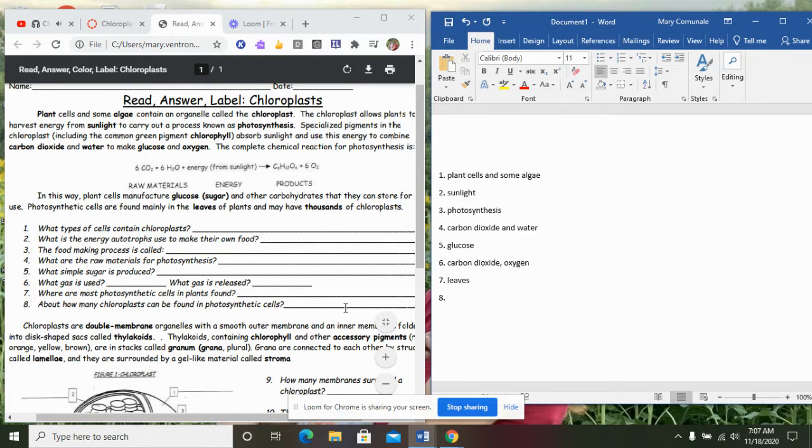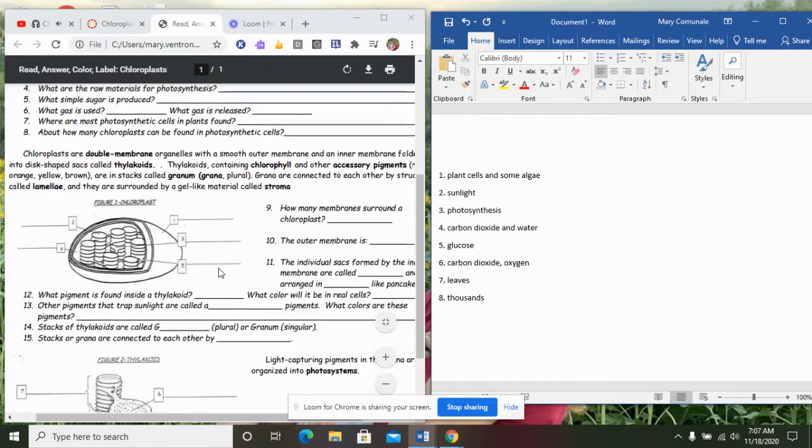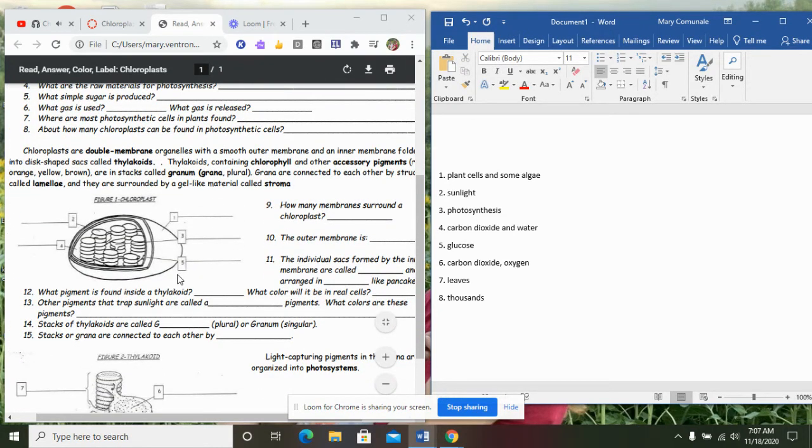About how many chloroplasts can be found in photosynthetic cells? And right up there, our last bold word says, and may have thousands of chloroplasts. Thousands. Moving on down here to number 9, and now we're going to be using this little paragraph right here to answer our questions for us.